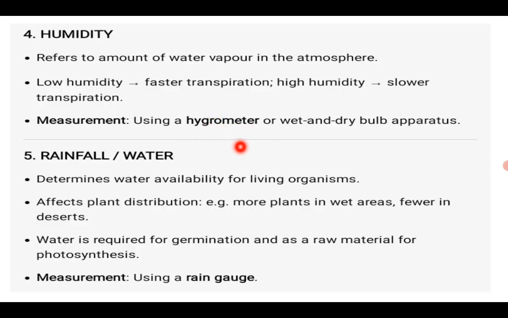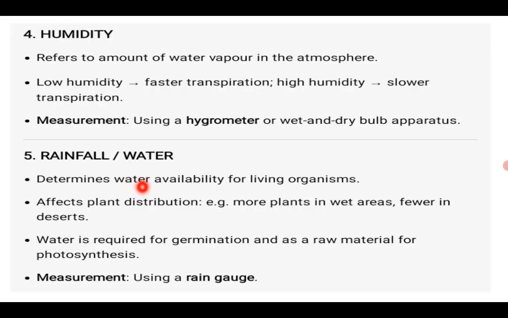Transpiration can be measured using a hygrometer, or what is called a wet and dry bulb apparatus. The next abiotic factor is rainfall or water, which determines water availability for living organisms. You have heard the expression that water is life. Yes, it is life. It supports organisms in their ecosystem.